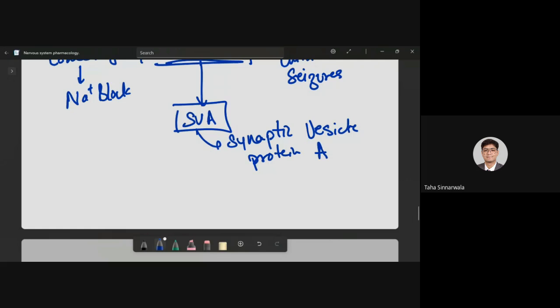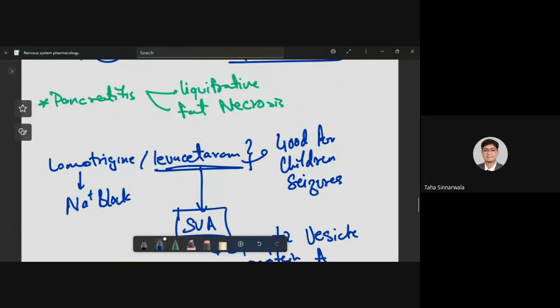Basically the synaptic vesicle protein A is the protein responsible for pushing something into the synapse. It makes a vesicle which then goes into the synapse, so it's responsible for blocking this specific molecule. There is not much else that you need to remember about these medications, except for this part. Very important to know.